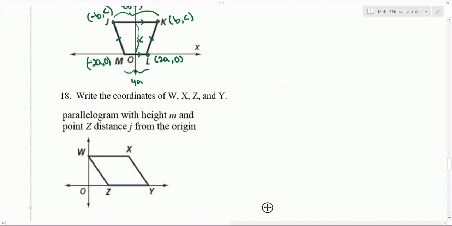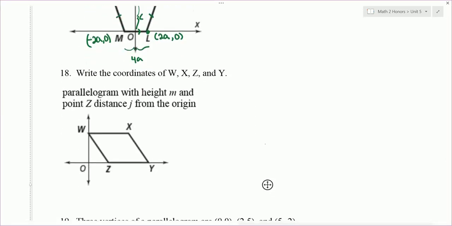Number 18. Write the coordinates of W, X, Z, and Y. We have a parallelogram with the height m and point Z distance j from the origin. Okay, so Z is the distance j from the origin, and the height of this parallelogram is m. Okay, so the point Z we know is j, comma 0.